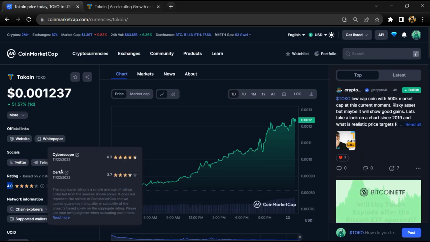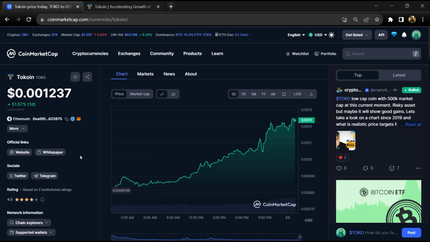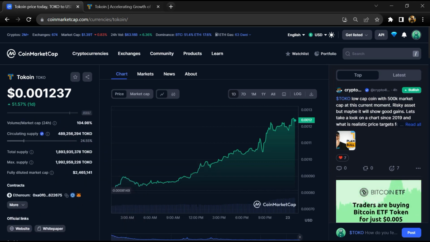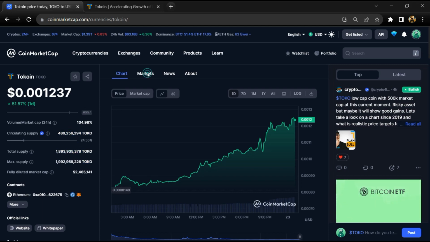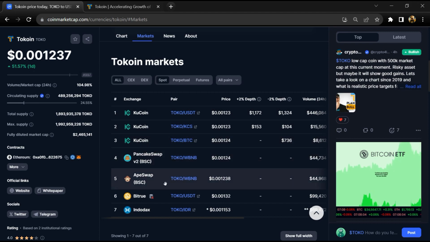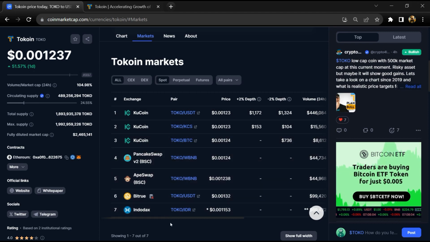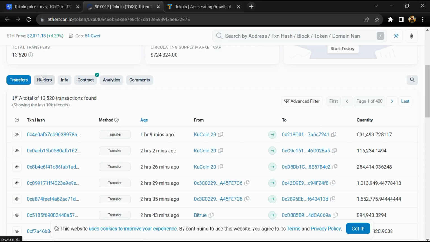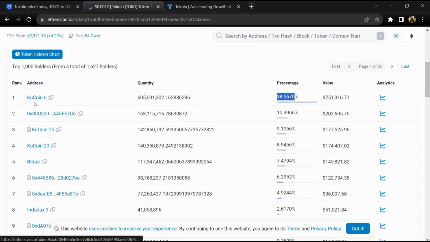Tokoin project institutional rating is 4. Tokoin token maximum supply is around 1.9 billion. Total supply is around 1.8 billion and circulating supply is around 489 million TOKO tokens. Tokoin token is listed on KuCoin, BitTrue and other exchanges. 38.56% of Tokoin token is available on KuCoin exchange.